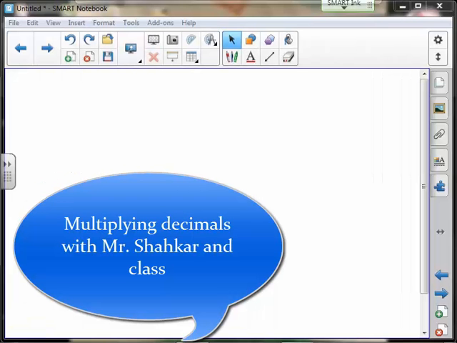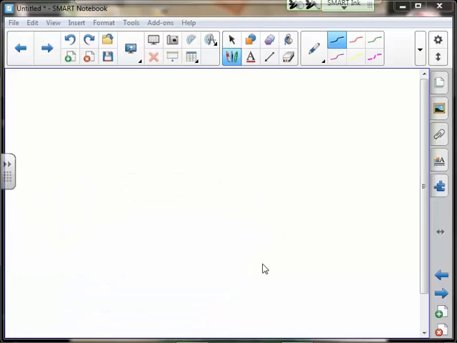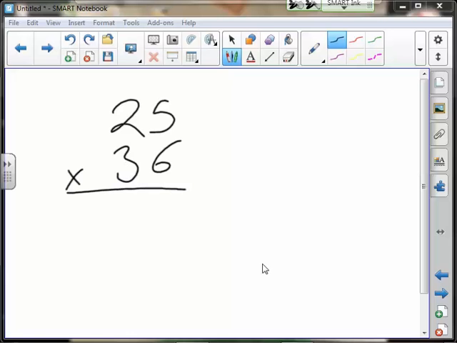What up? So we're doing multiplying decimals. Yay for life. So let's go ahead and say we started off with just multiplying basic two-digit numbers, like 25 times 36. All right, so step one, write it down, step two, cry. But then we want to go ahead and multiply these.